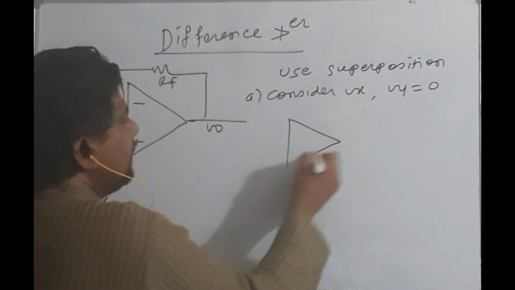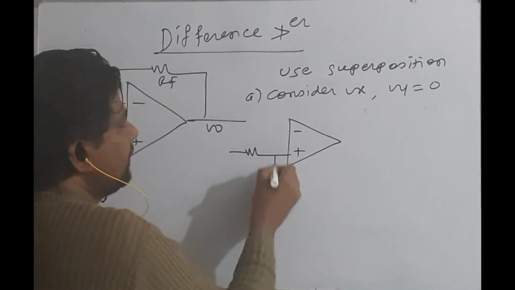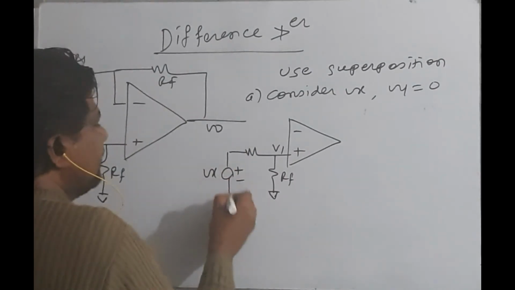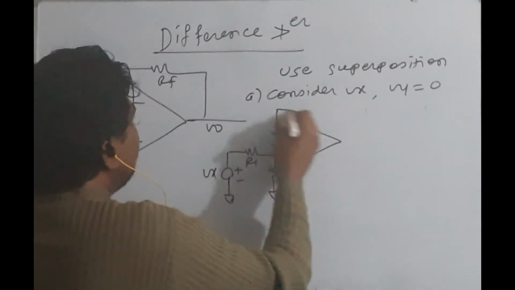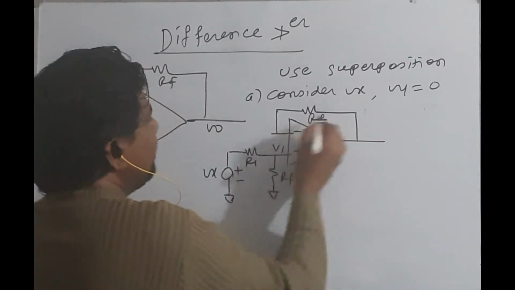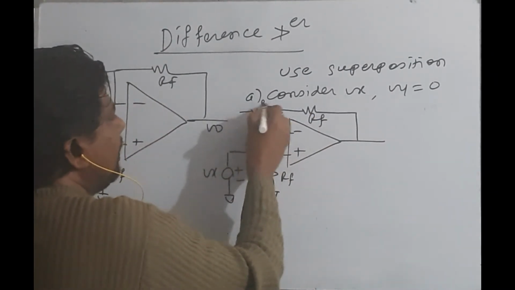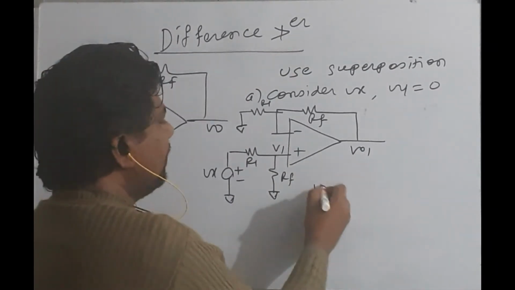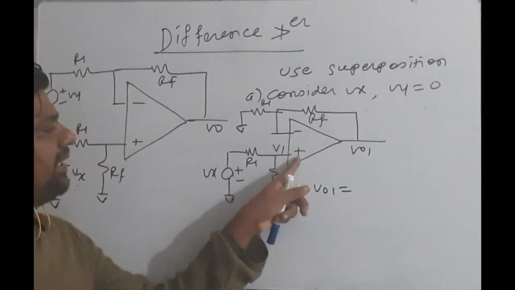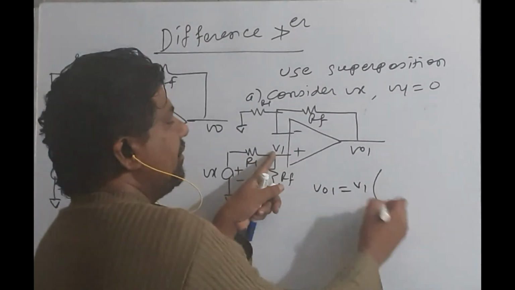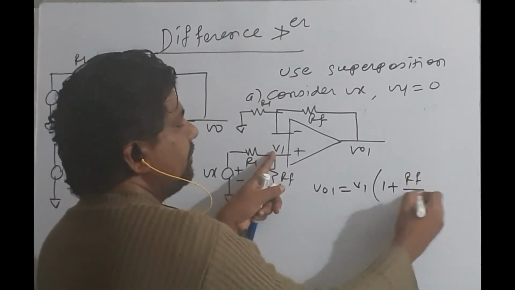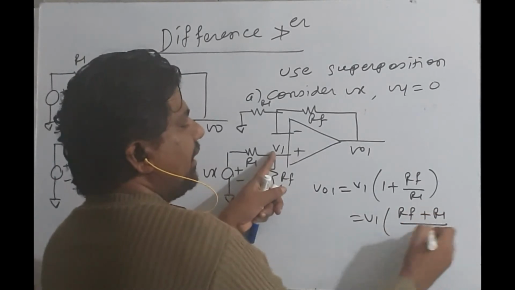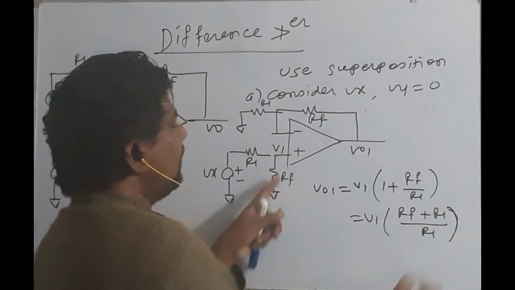So what will happen? I will get a structure like this: R1, Rf, Vx, Rf, R1, V01. So V01 is equal to, what is the non-inverting amplifier? The potential V1 will be multiplied by the gain 1 plus Rf upon R1, which is V1 into Rf plus R1 divided by R1.